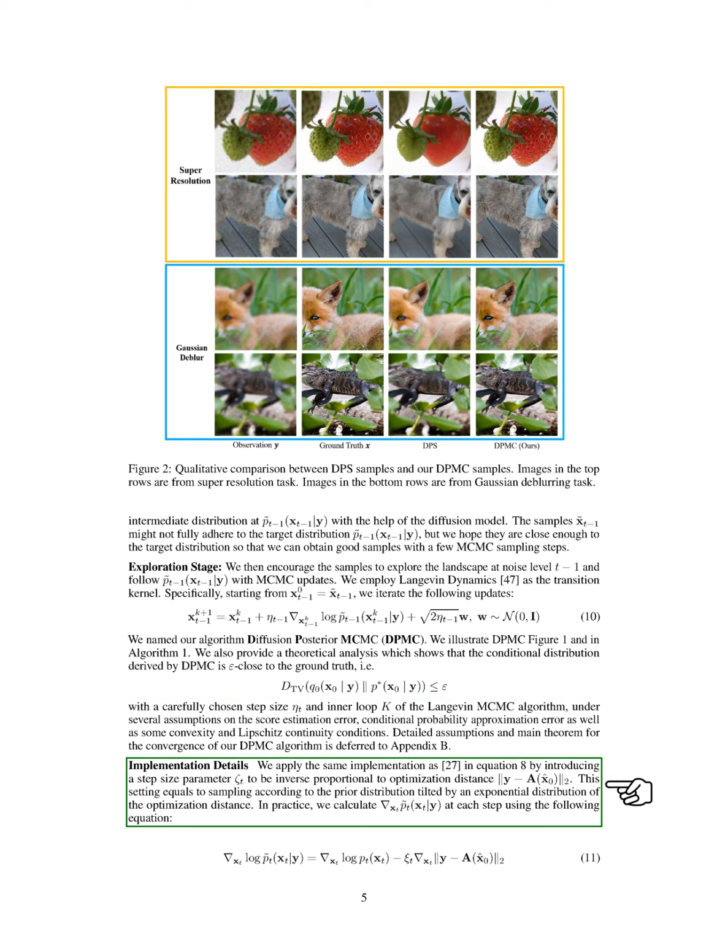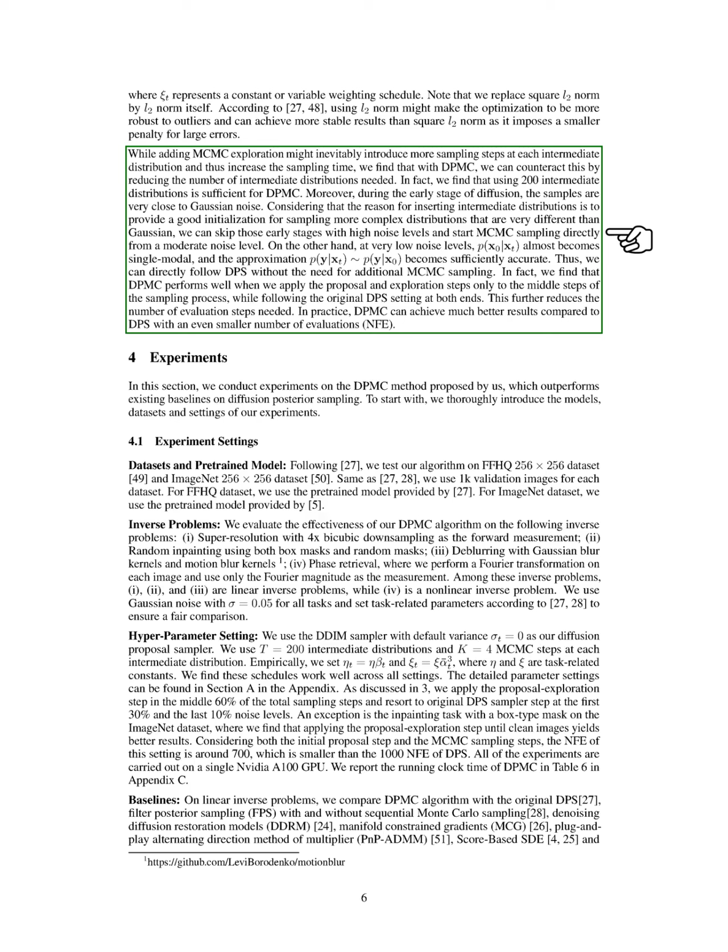For implementation, we introduce a step size that is inversely proportional to the optimization distance, which helps in achieving more stable results. We find that while MCMC may increase sampling time, DPMC allows us to reduce the number of intermediate distributions needed. We can skip early high noise stages and start MCMC sampling from moderate noise levels, while at low noise levels, we can directly use DPS. Ultimately, we observe that DPMC yields better results than DPS with fewer evaluations.